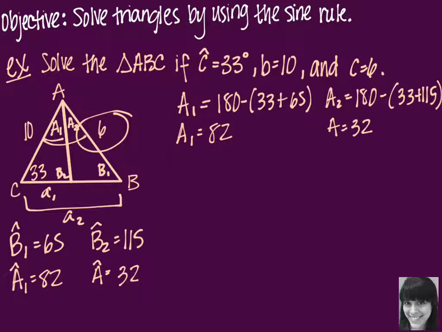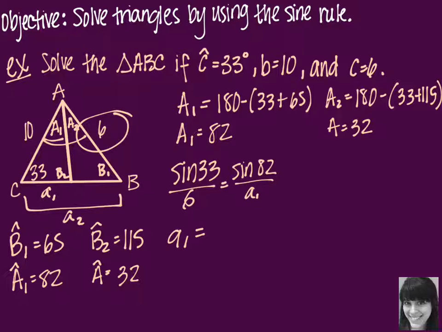So we're going to take the original proportion, which is sine of 33 divided by 6, and you're going to do one for A1, which is 82, so sine 82 over A1, and let's just go ahead and solve that one first. So you cross multiply and divide by sine of 33, you're going to get A1 equals 6 sine of 82 over sine of 33, and this gives us, after you round, 10.9.